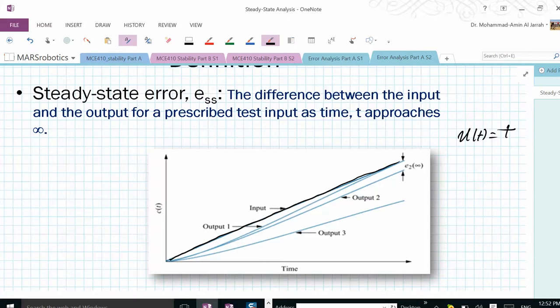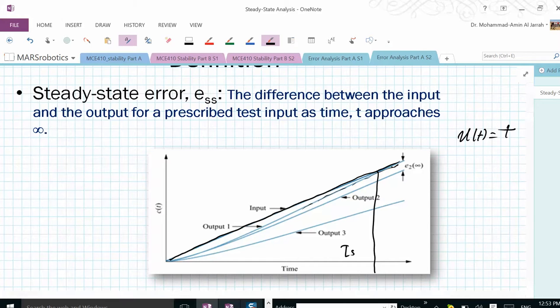Now here we have three outputs. In the first system, the output becomes similar to the input after some time, ts again. For system output 2 there is a steady state error, E2 of infinity, and this steady state error is a constant. So these two lines, the input and the output, run parallel. At any given time there is a constant difference between the input and the output. This is a constant steady state error.